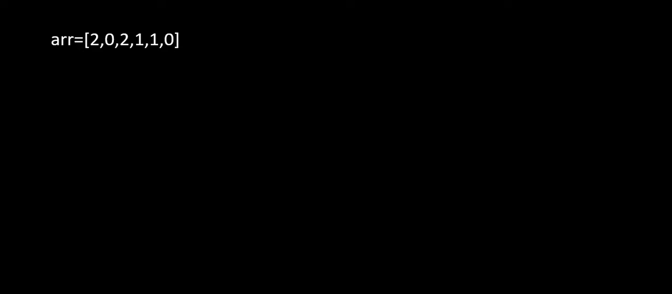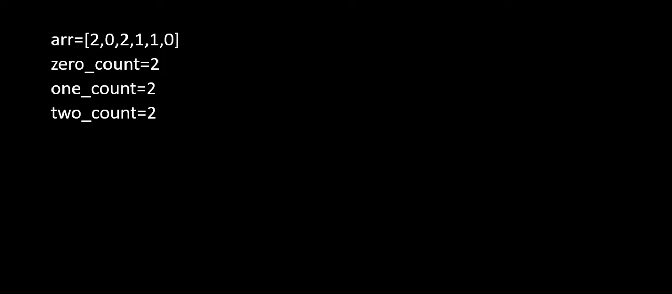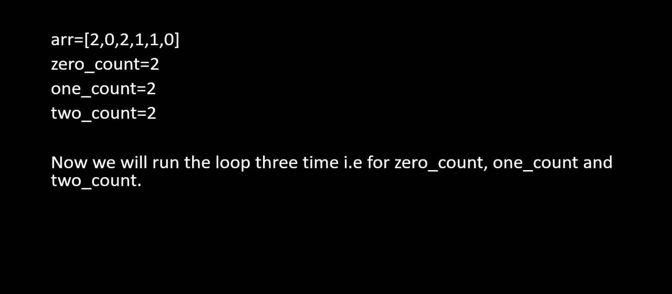Here we have an array 202110. In this array the number of zeros is 2, the number of ones is also 2 and the number of twos is also 2. Now we will run the loop 3 times, that is for 0 count, 1 count and 2 count. And finally we will have the desired output, that is 0, 0, 1, 1 and 2, 2.